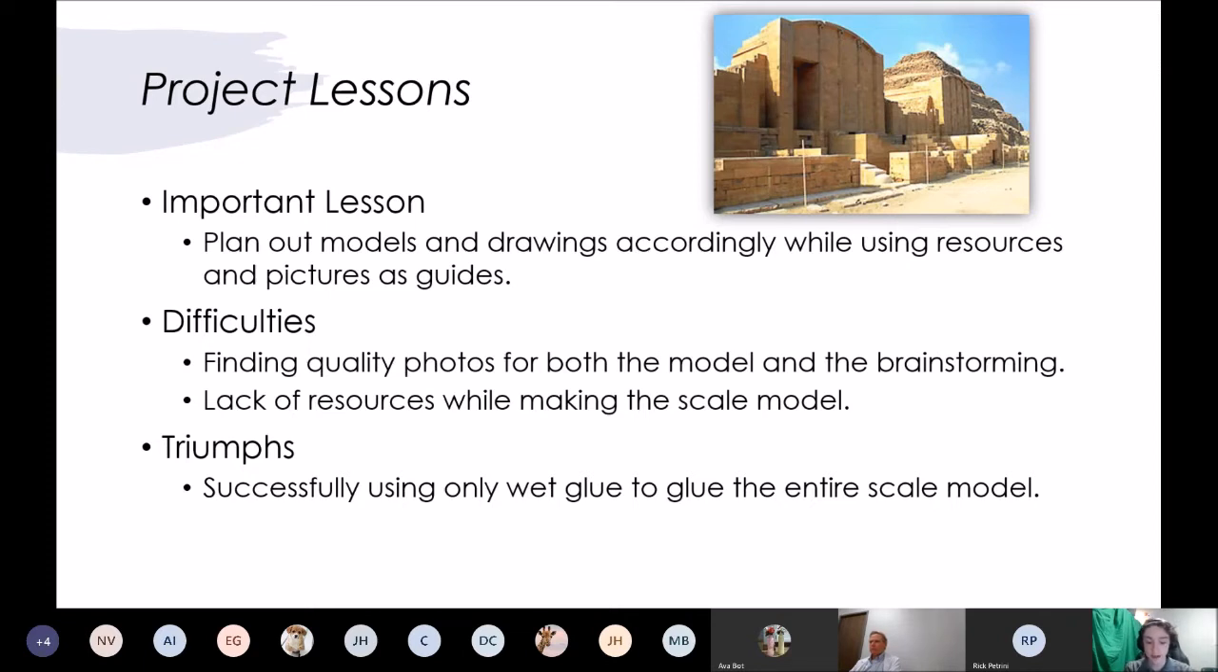A second difficulty I had was a lack of resources, specifically glue. I did not have a working glue stick at the time of making my scale model. As such, I had to use wet glue, which was terrible for making the model because things would fall over while drying. In order to surpass this difficulty, I had to prop up specific objects while they were drying using other objects.